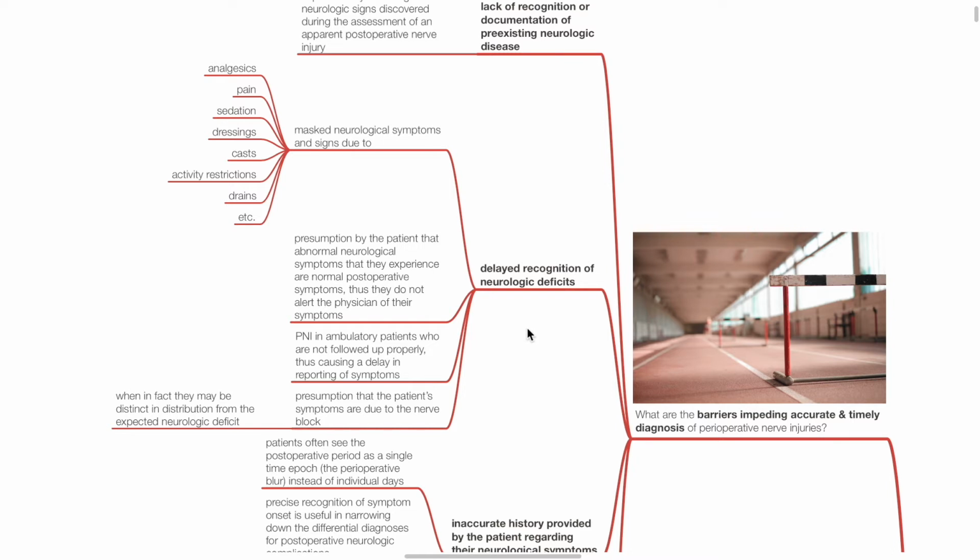Presumption by the patient that abnormal neurological symptoms that they experience are normal post-op symptoms may cause them not to complain to their physician regarding their symptoms. PNI in ambulatory patients who are not followed up properly causes a delay in reporting of symptoms. Sometimes the clinician presumes that the patient's symptoms are due to the nerve block, which in fact they may be distinct in distribution from the expected neurologic deficit.